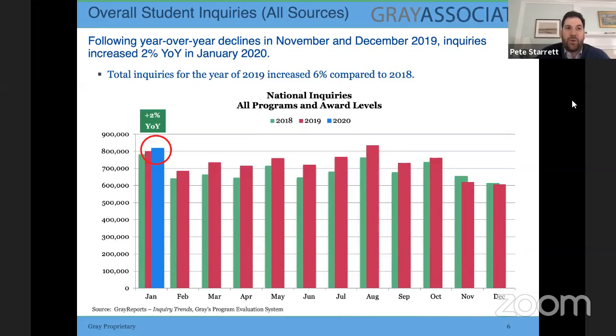So as an example, nationally, looking at all programs and award levels in our inquiry database, inquiries were up 2% in January compared to January of last year in 2019. Which, if we look, is actually now starting to offset where we saw a little dip in November and December of last year compared to the prior year. So while 2019 as a whole looked great, we'd actually seen a little bit of a decline, so it's obviously a great sign coming into the new year that that's now reversed direction.